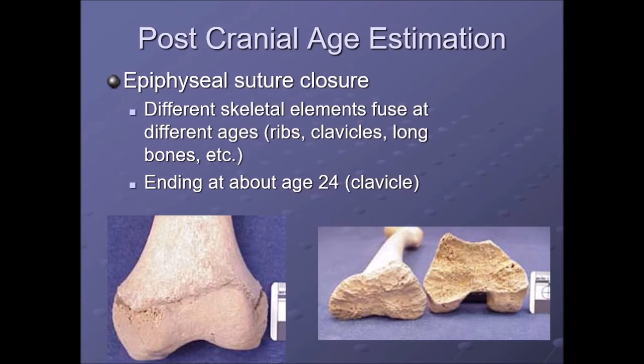Postcranial age estimation. This is the rest of the body. What we look at here are epiphyseal, meaning at the end of the epiphyseum, meaning the end of the long bones. The sutures are starting to close. So what we're looking at is these growth plates. We met these before, but you see this line going along here? These two bones are still separated. They're starting to fuse.